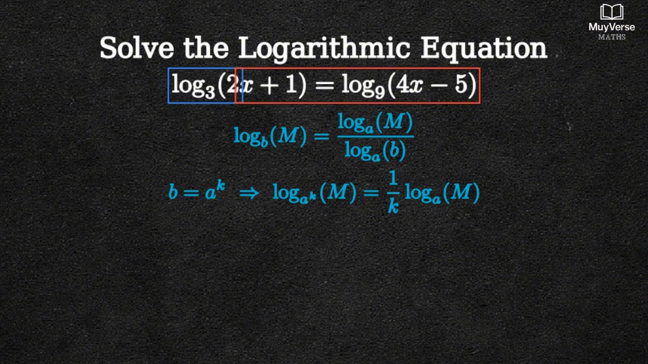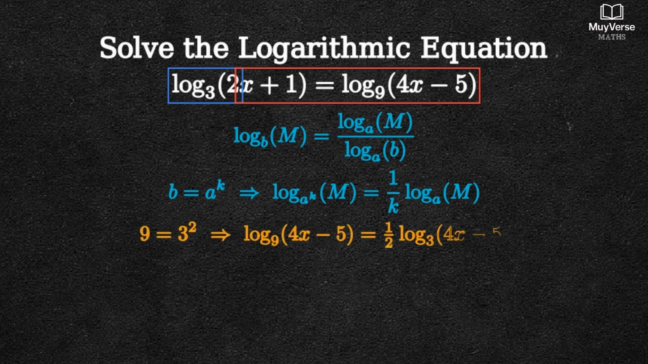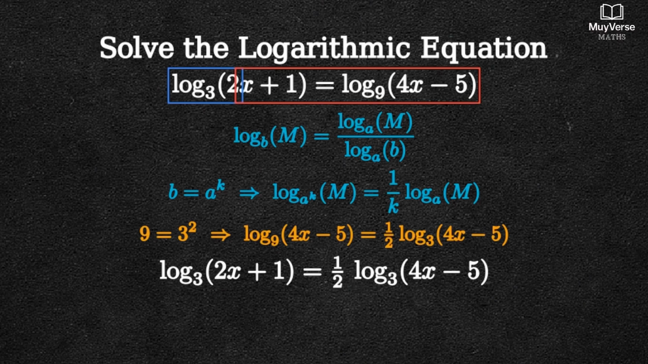Applying this with a equals 3 and k equals 2, we get log base 9 of (4x minus 5) equals 1/2 times log base 3 of (4x minus 5). Now our equation becomes log base 3 of (2x plus 1) equals 1/2 log base 3 of (4x minus 5).